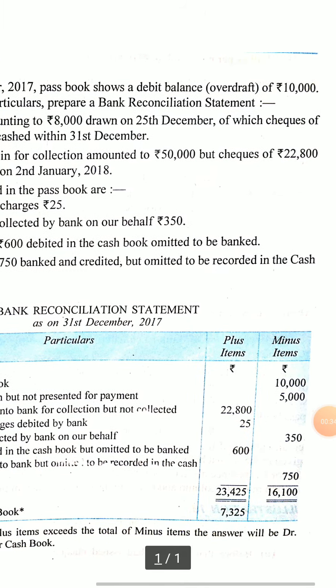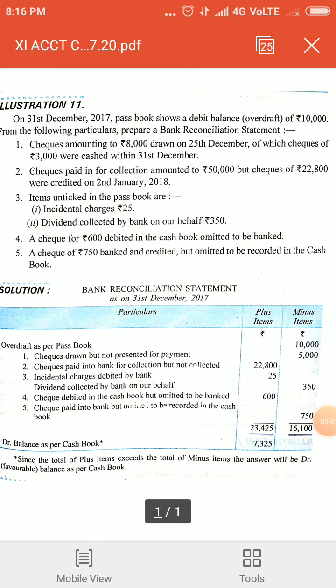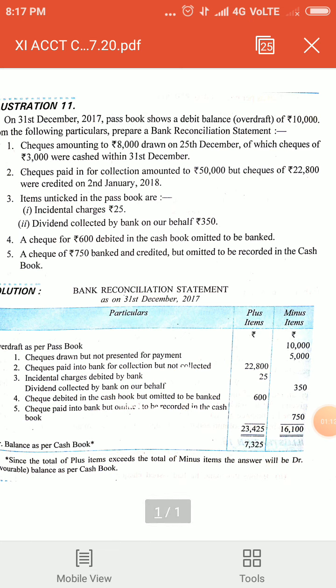So checks amounting to rupees 8,000 drawn on 25th December, of which checks of rupees 3,000 were cashed within 31st December. That means 5,000 were not cashed. So in that case, you know that the passbook balance has been given, but that check has not been presented. But it has been already subtracted in the cash book. So if we want to match the balance of passbook with cash book, then we will have to subtract the item from the cash book. By thinking this logic, you can easily understand that you will have to subtract the item.